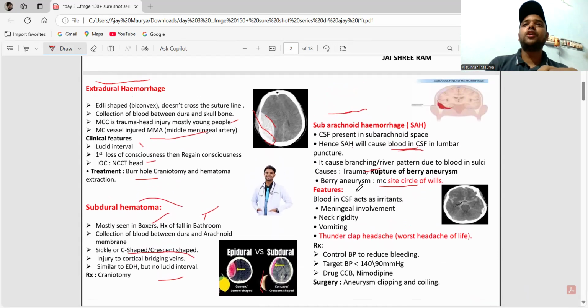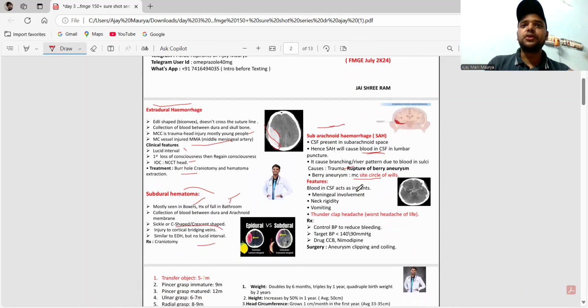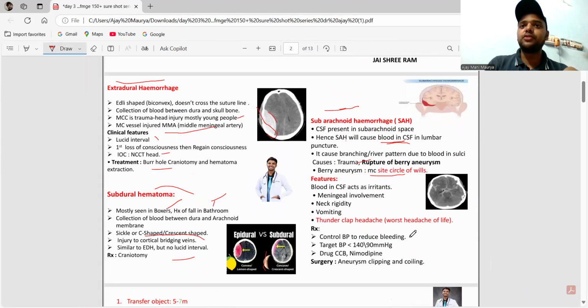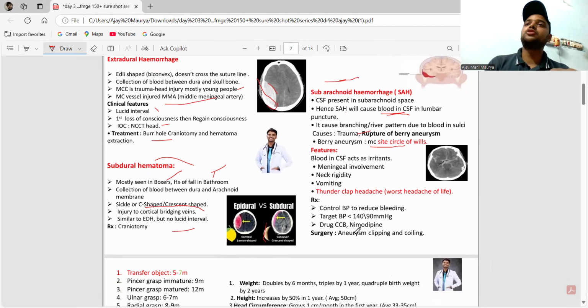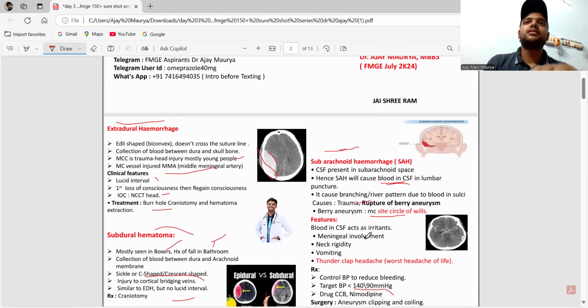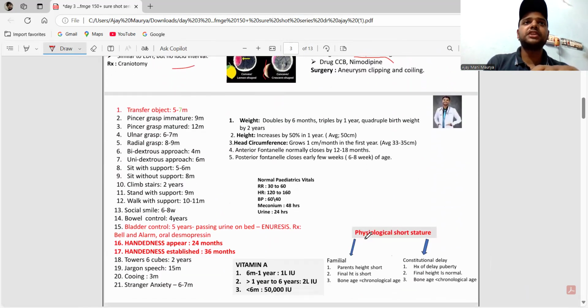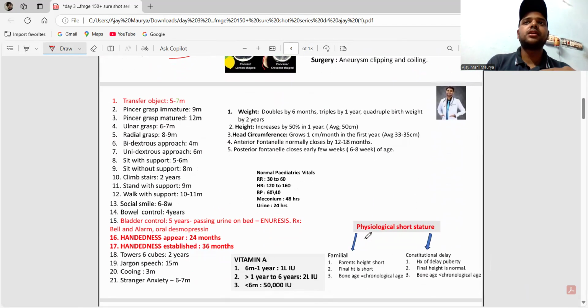For this one, first of all, you have to control the BP to reduce the bleeding, and your target should be less than 140 by 90. The drug of choice is the CCB, that is nimodipine. Remember, nimodipine is the drug of choice.